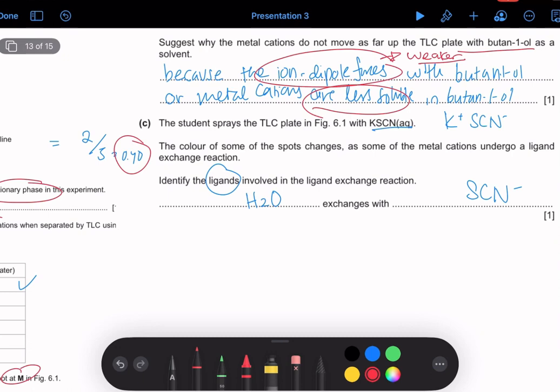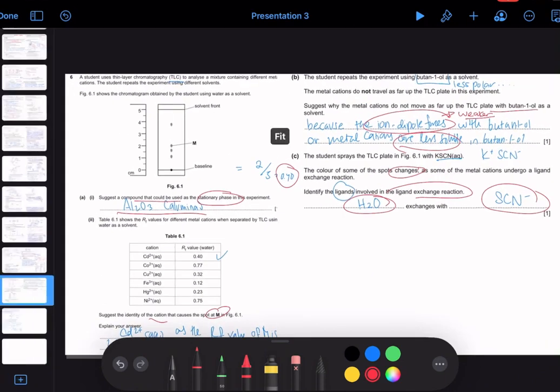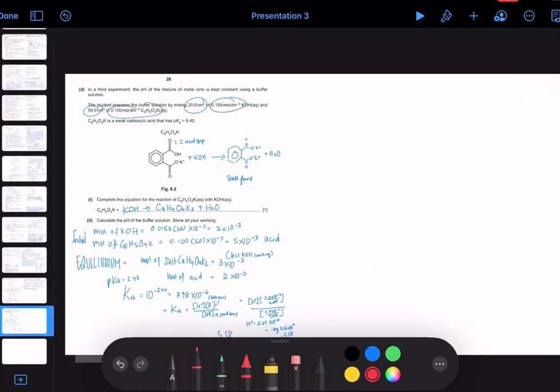Alright, the student sprays the TLC plate with KSCN, so it's K plus and SCN minus. The color of the spot changes, again exchange of ligand, so H2O is exchanged with SCN minus. This is fairly standard. Alright, we have reached nearly the end. It is for question D. Just 2 more.